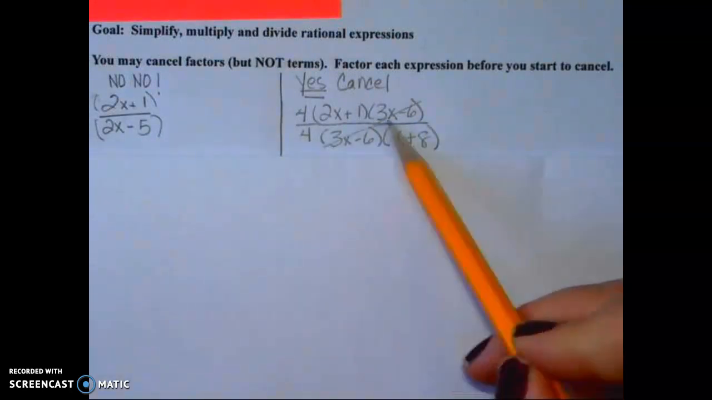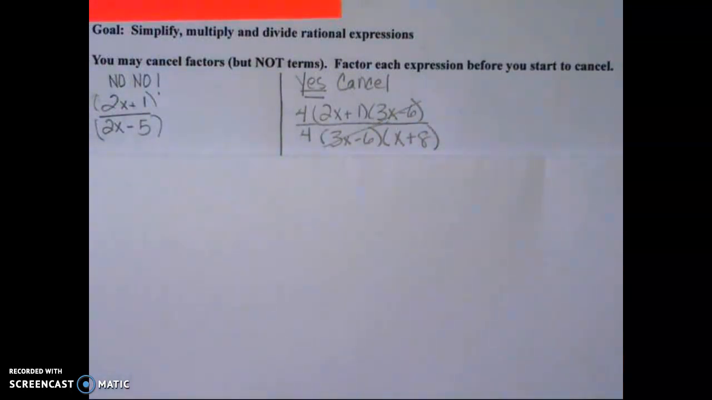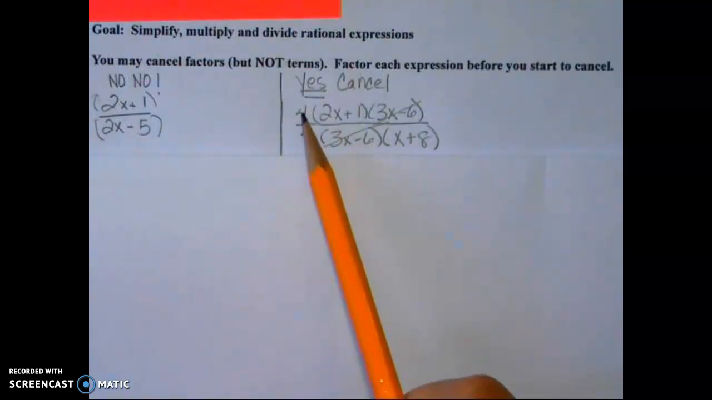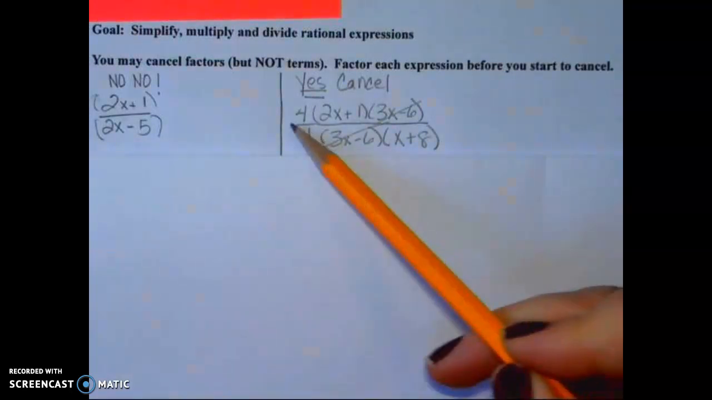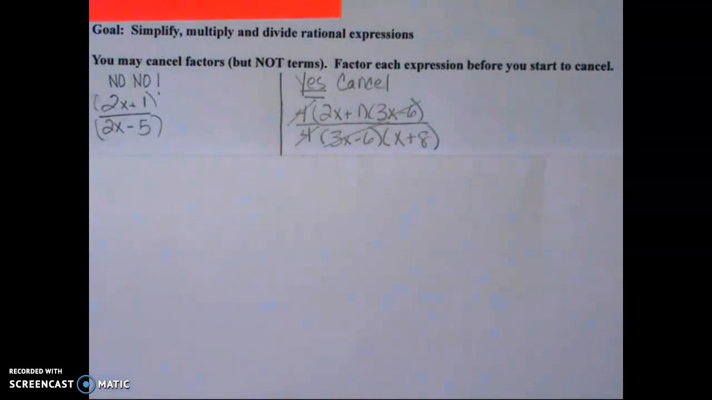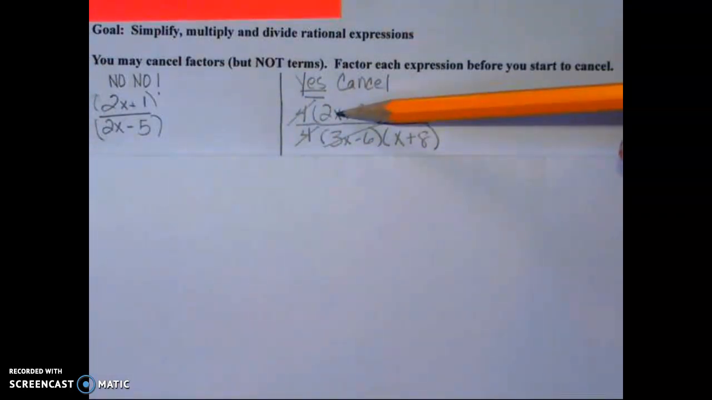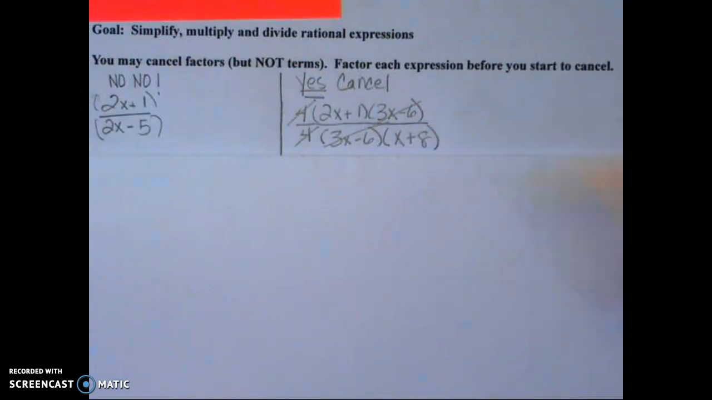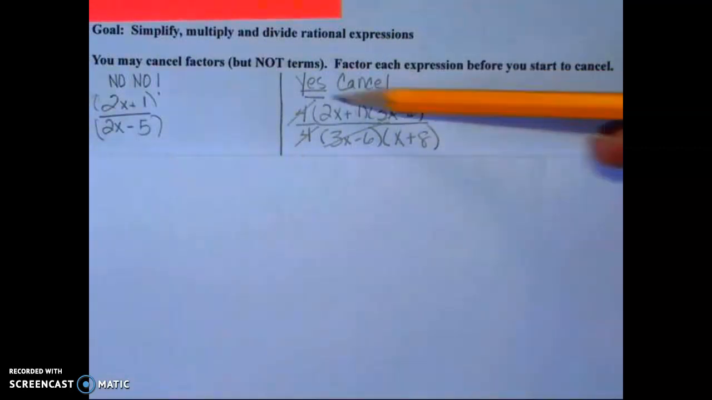But over here, oh my, yes, you can cancel these. 3x minus 6, 3x minus 6. If the whole binomial is exactly the same, you may cancel. Also, my coefficients can also be canceled. Can you cancel this x with this x? No, because they're part of a binomial.